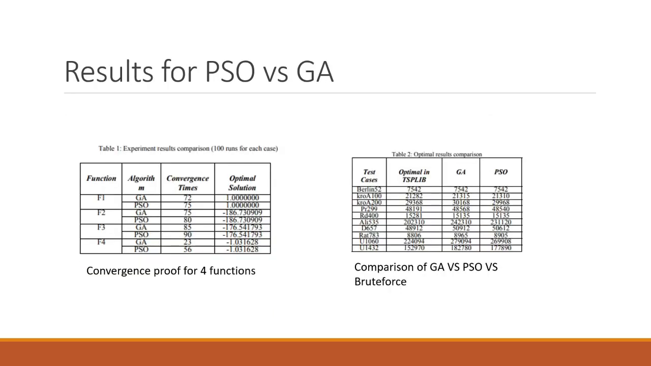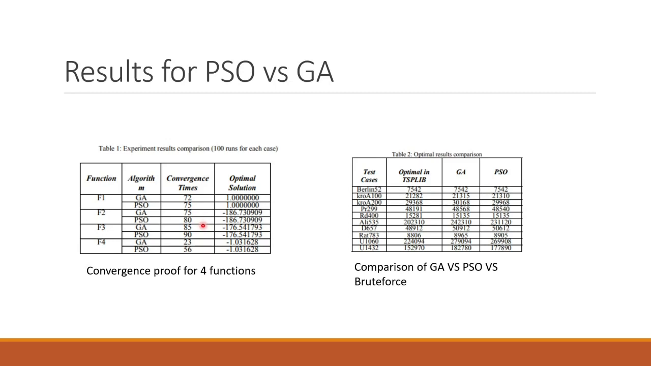Let's look at the results or the comparisons between PSO and GA. I mentioned that PSO is much faster than GA. That is proved by the convergence proof for the four functions that I mentioned before. If you look at table 1, table 1 shows that for 100 iterations, PSO converges 75 times, whereas GA converges 72 times.